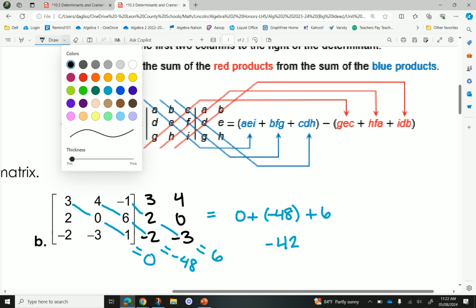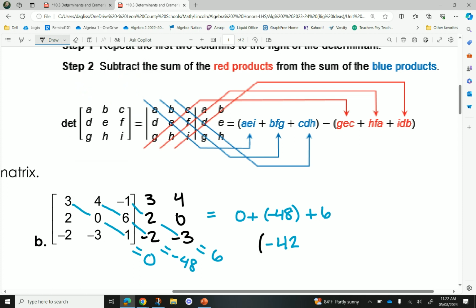Okay. So we multiplied the diagonals down. We added those pieces. All the downs got added together. Okay. So this is one side.